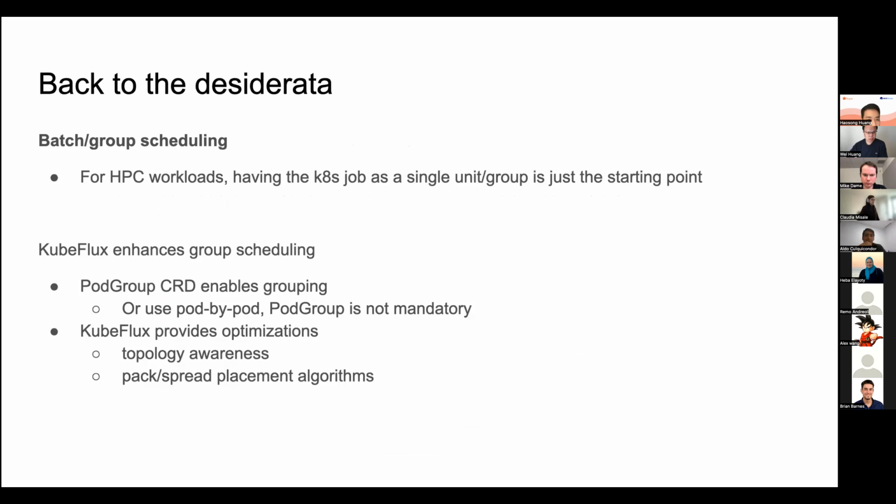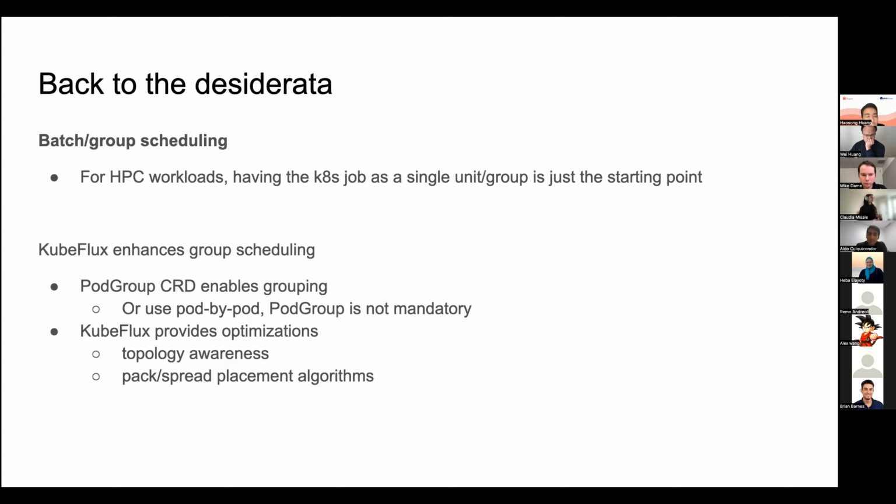I would like to go back to the list of things that we want to enable when we talk about HPC applications on Kubernetes, because with Kubeflux, we're trying to address them. So as an exercise, I also tried to explain how and why we are able to target those desired features. First, about batch or group scheduling. For HPC workloads, having the possibility to see, when talking about running on a Kubernetes cluster, of course.